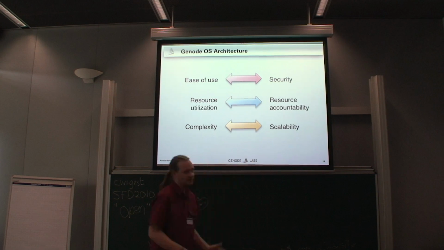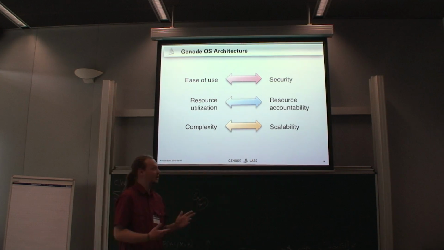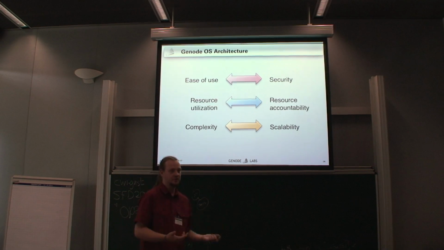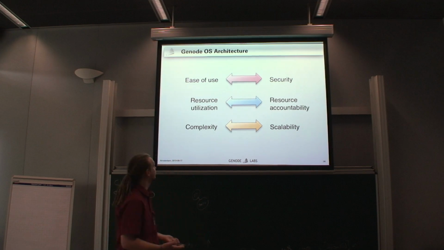Classically, we see this kind of contradictions. This was already mentioned today during some talks. For instance, the observation is that security contradicts somehow with ease of use. And this contradiction is supported by a lot of observations. For example, SELinux has not really caught on in community Linux distributions because it's hard to configure.